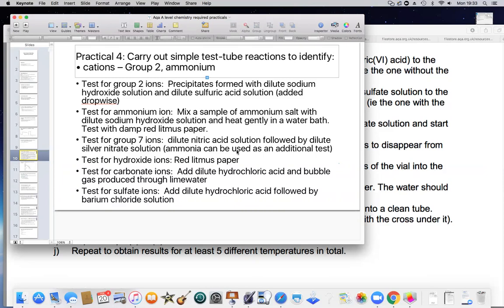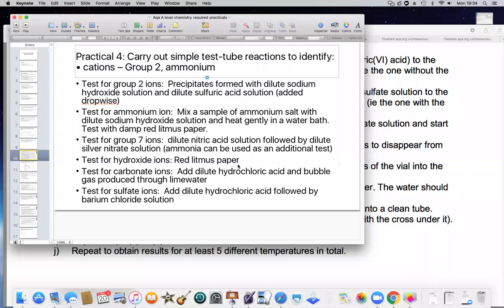You can use ammonia for an additional evaluation. You must add dilute nitric acid first because, as you know from GCSE, you get a mixture of precipitates: white, cream or yellow. But if you fail to add the dilute nitric acid, the silver nitrate can produce precipitates with other ions like hydroxide and carbonates. You can get a false reading. The nitric acid is used to remove any of those ions that you don't want there, that could give you a false reading.